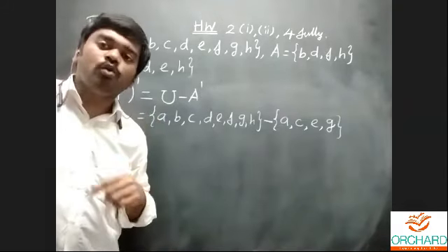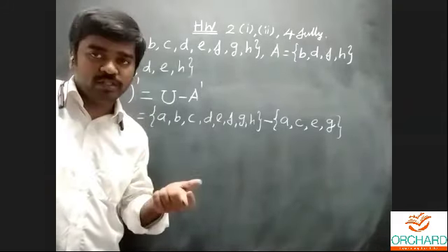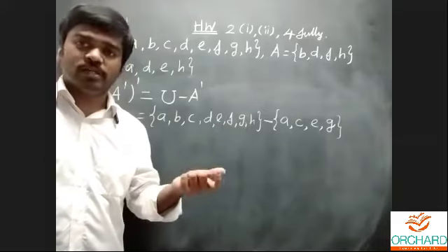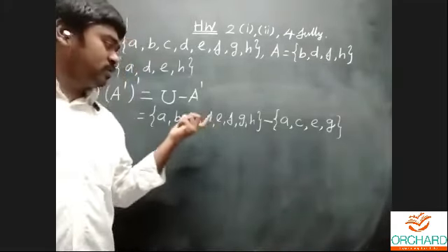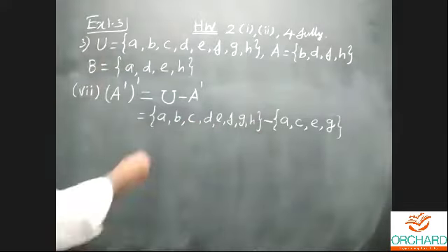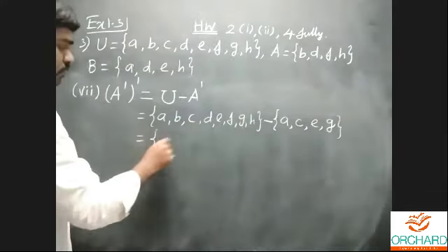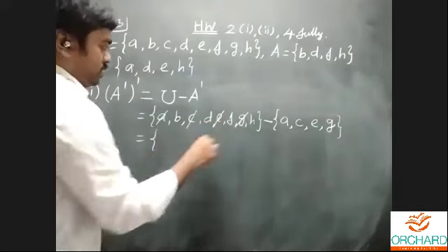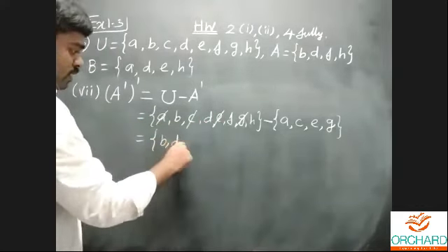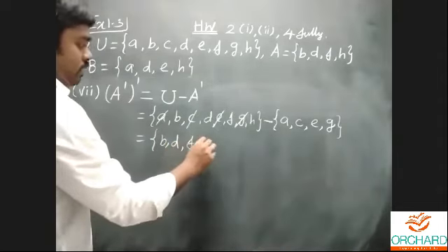How to identify A dash? Universal set difference A. Then next, A dash whole dash: universal set difference A dash. This is the universal set and this is A dash. Now we remove the elements and write down the answer: A, C, E, G, B, D, F, H.